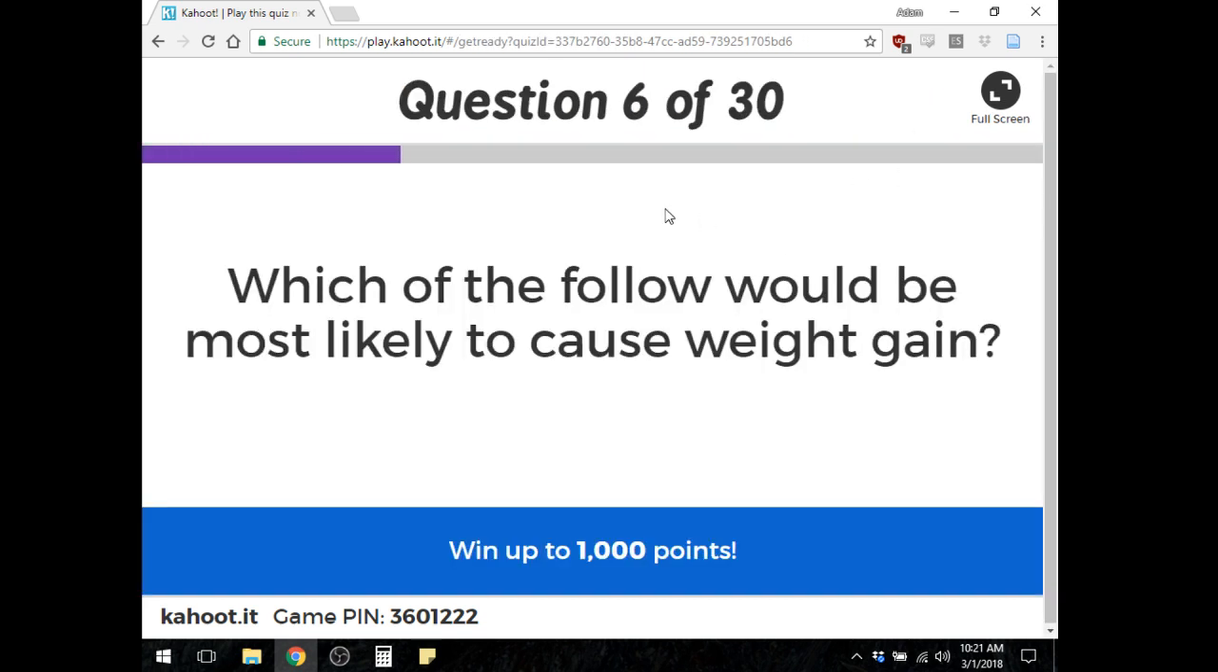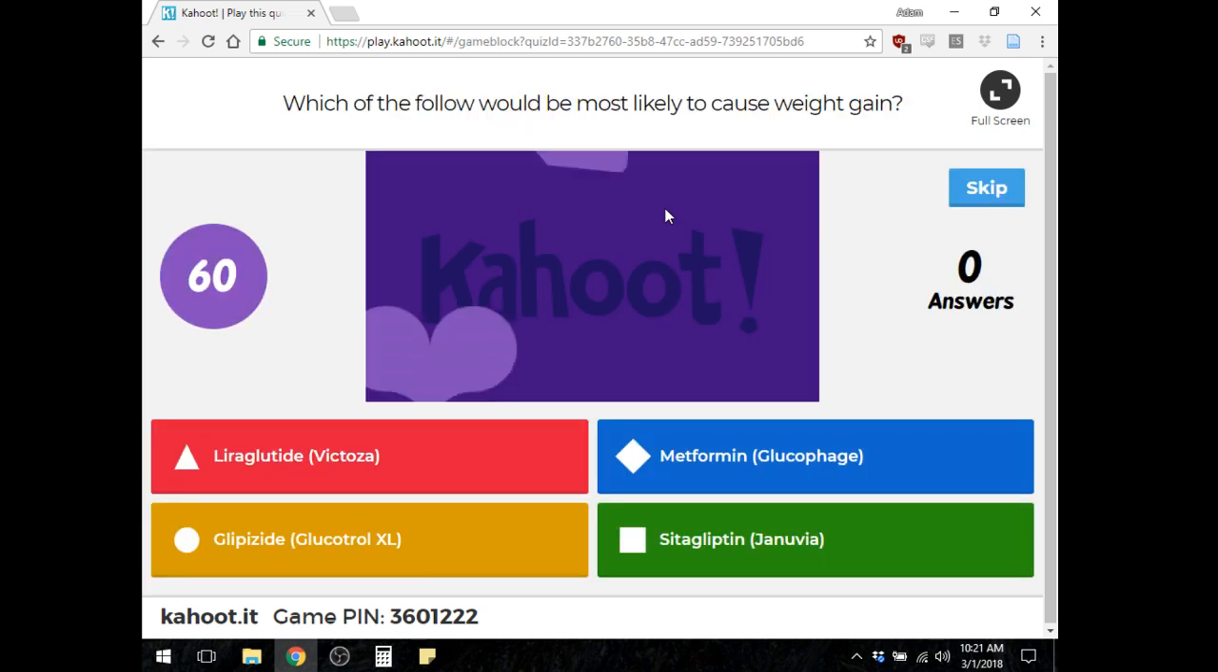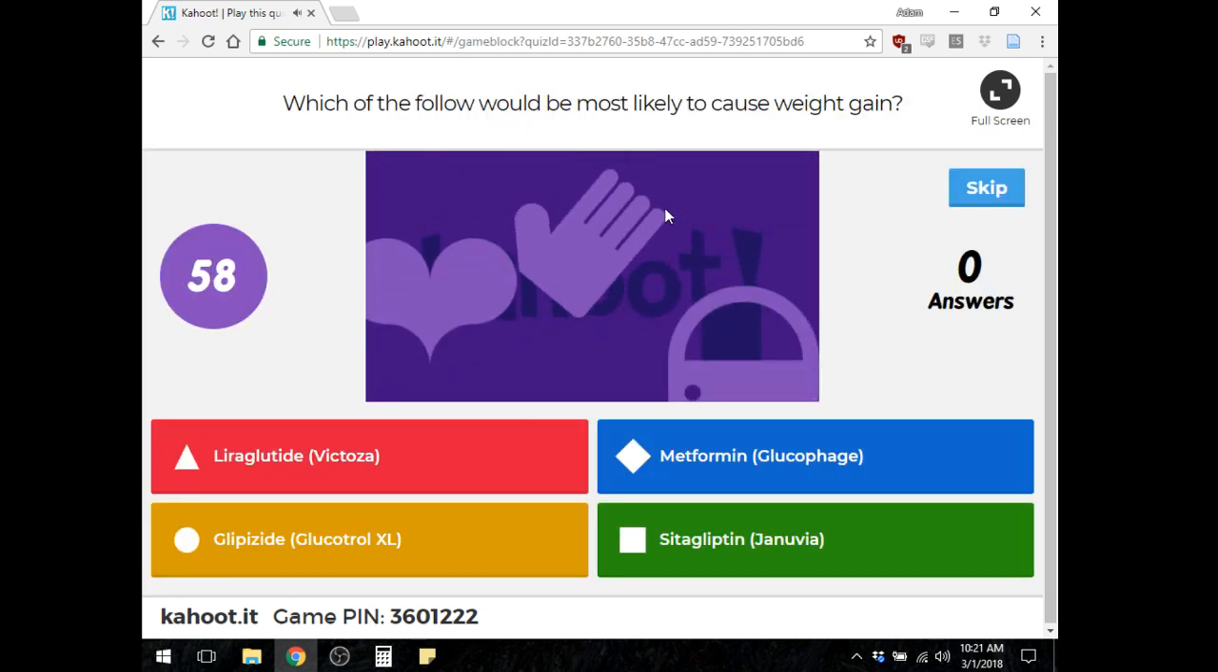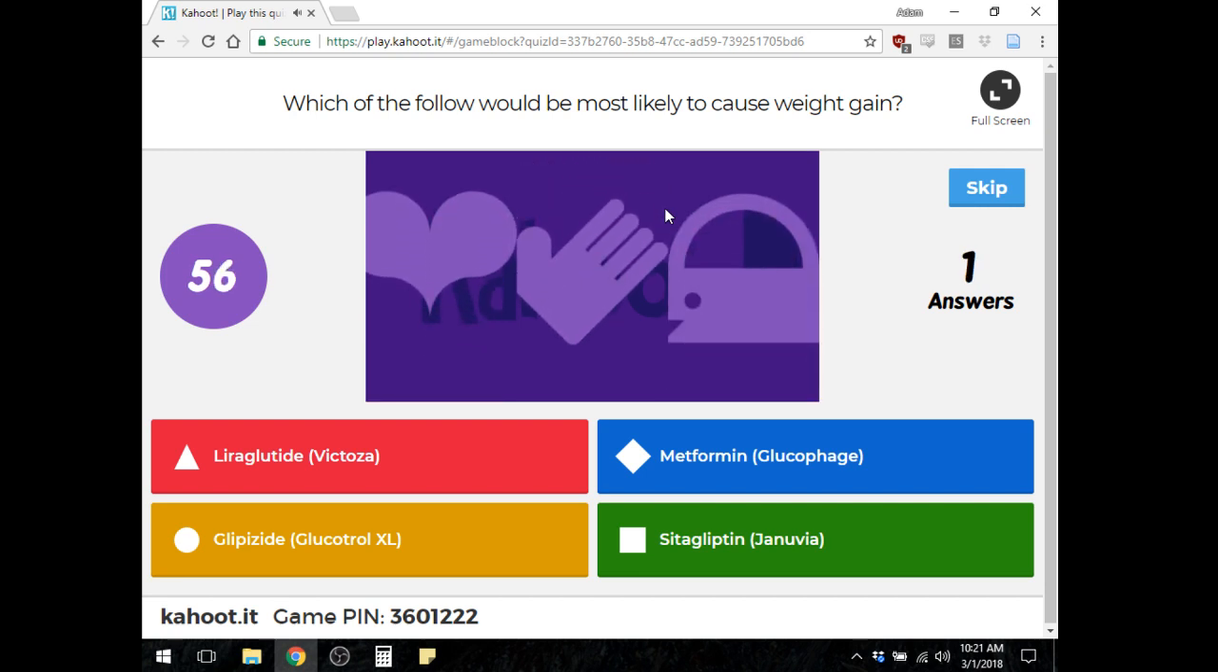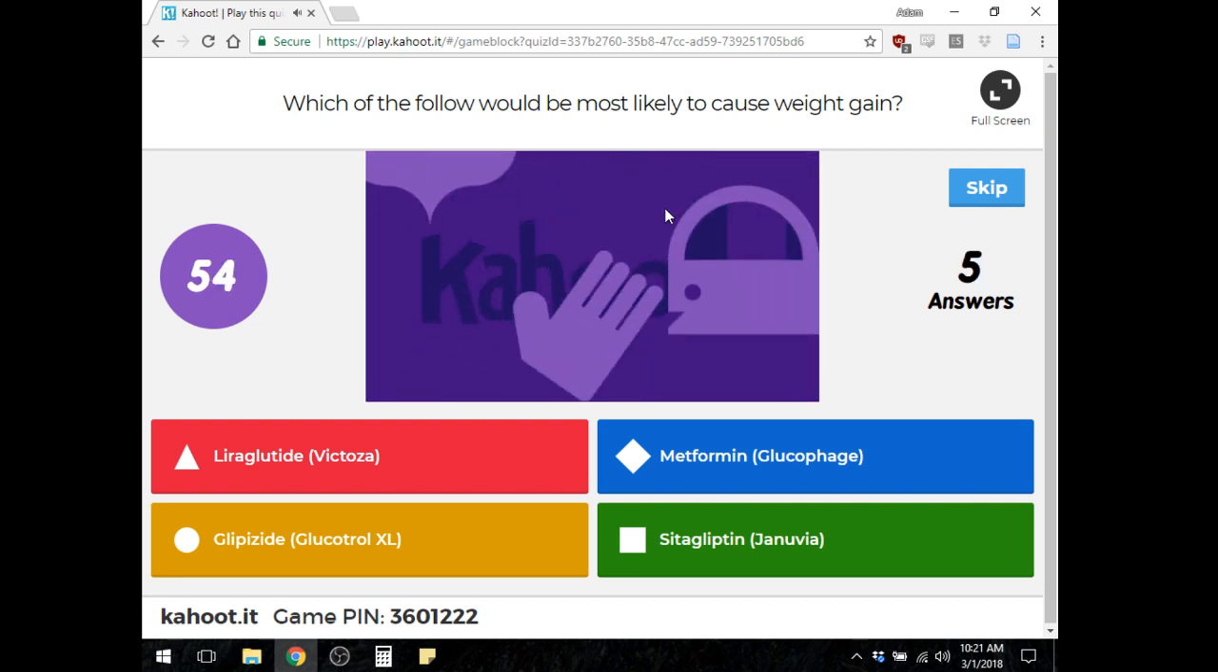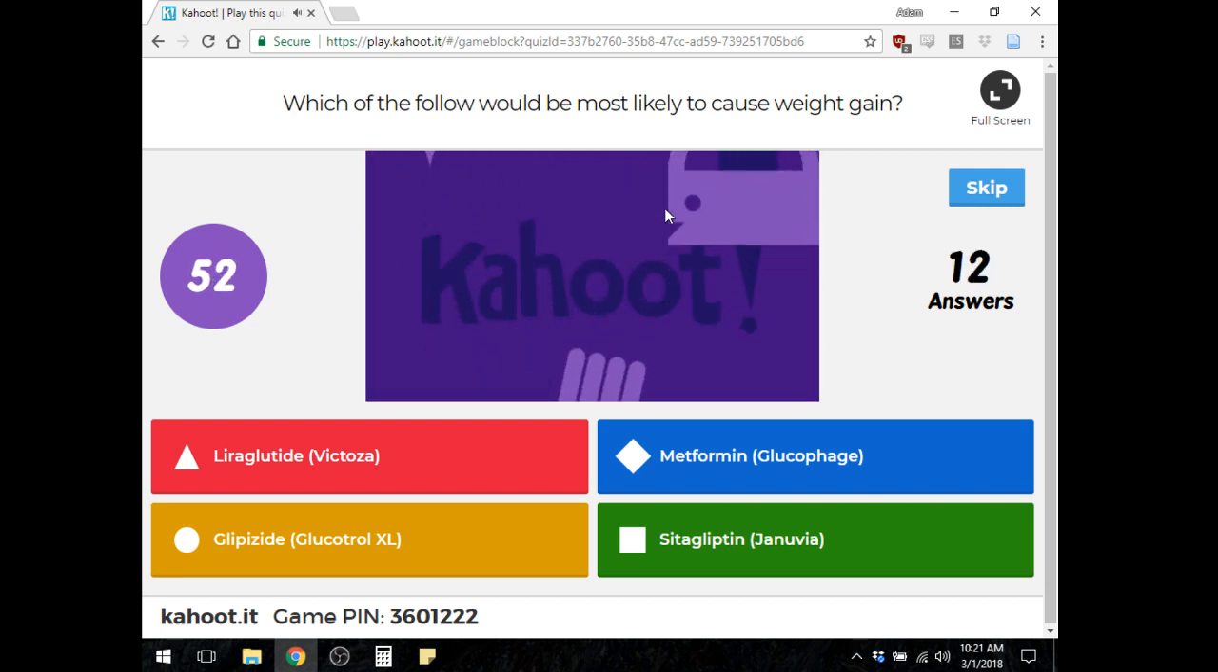Yeah. Okay, how about this one? Let's get back to the drugs. Which of these would be most likely to cause weight gain? Liraglutide, metformin, sitagliptin, glipizide. Which are you most likely to see weight gain from?